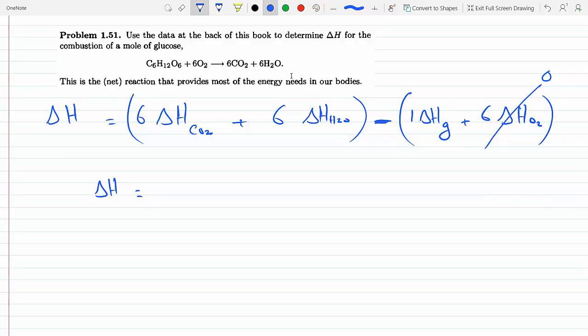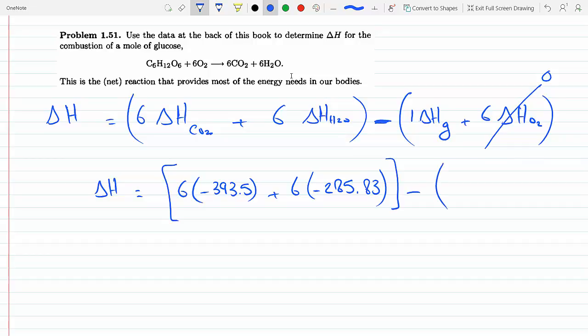Okay, so if we look at the data in the back of the book, that for CO2 gas is negative 393.51. And the units here are in kilojoules. Okay, plus 6 times that of liquid water, which is negative 285.83, minus that of glucose, which is negative 1273, and this whole thing is in kilojoules.